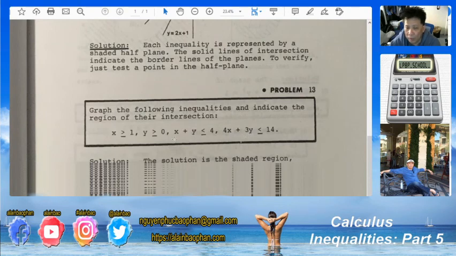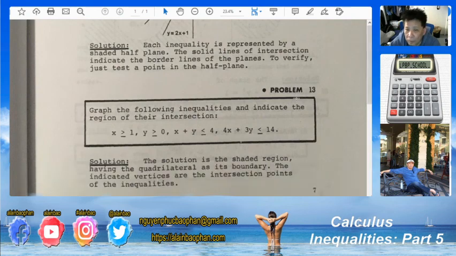So we need to graph each inequality separately, and then we find the common area. That's the solution. Because they all have the greater than or equal sign, it always includes the points of intersection. Okay, so we go to the solution.